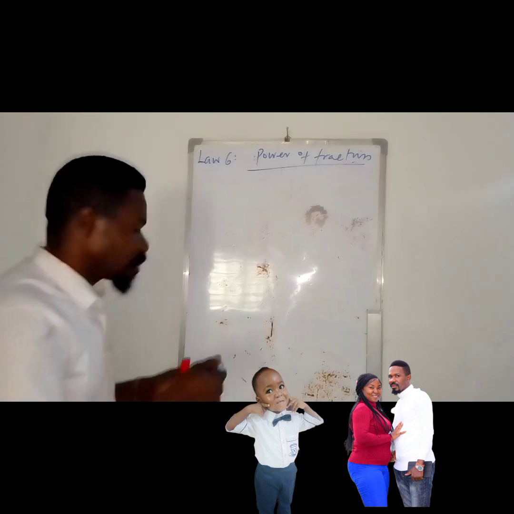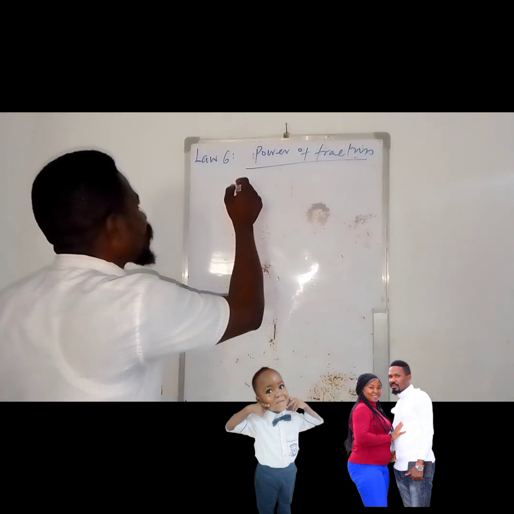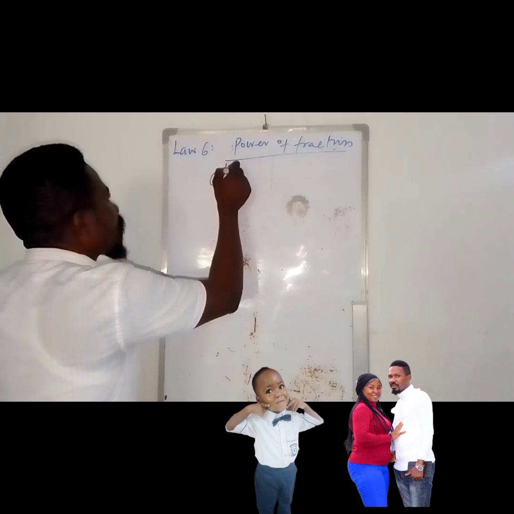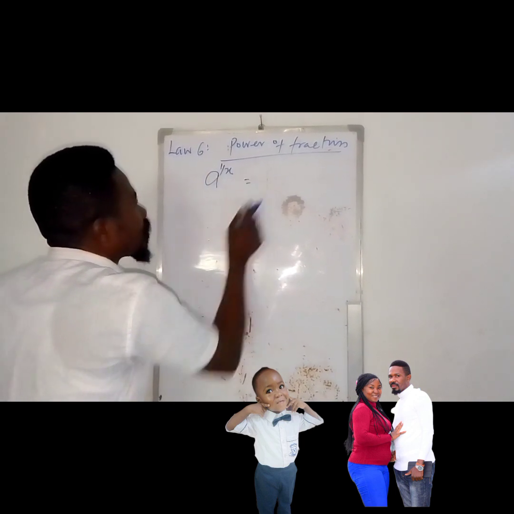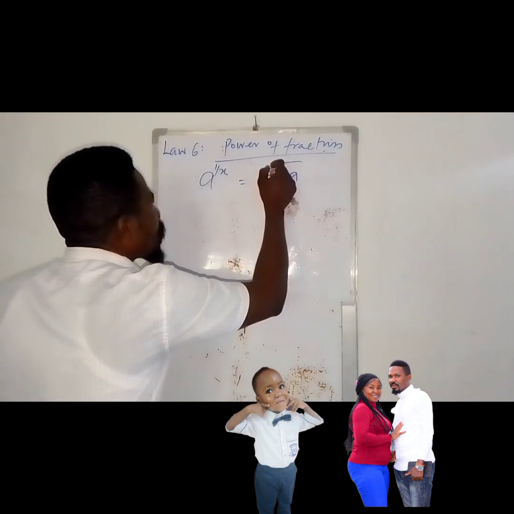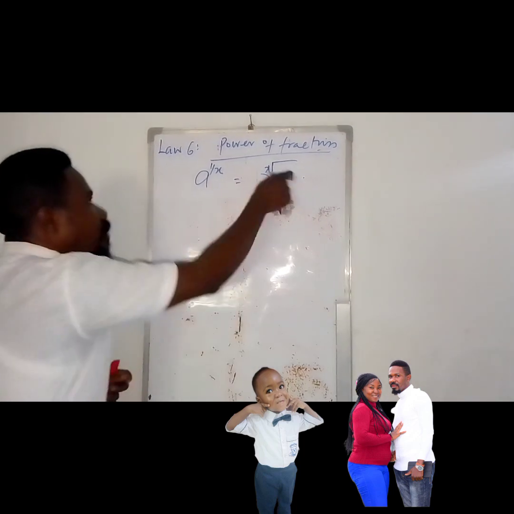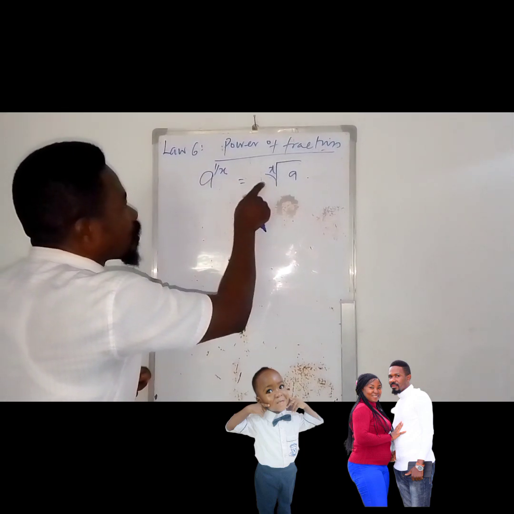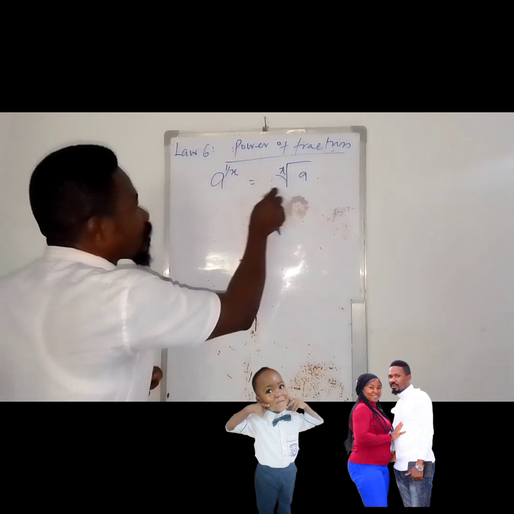Power of fraction. If you have something like this, a raised to the power 1 over x, the rule says it's going to be the x-th root of a. So if you have a raised to power 1 over x, the expression is in this form.